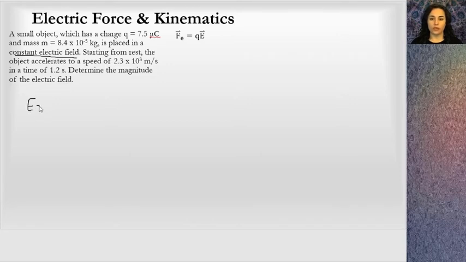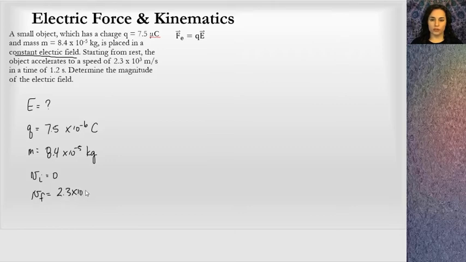So the electric field we don't know, and it is a constant value. We know other things though, and I can write this out. They give me the charge of it, 7.5 times 10 to the negative 6th coulombs. That's a micro. The mass is given, 8.4 times 10 to the negative 5th kilograms. And they give me a couple of speeds here, starting from rest. V initial equals 0 and V final equals 2.3 times 10 to the 3rd meters per second. And notice with my V's here, the velocity, the symbol I use is a cursive V.